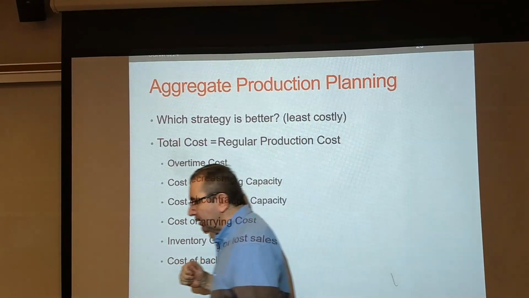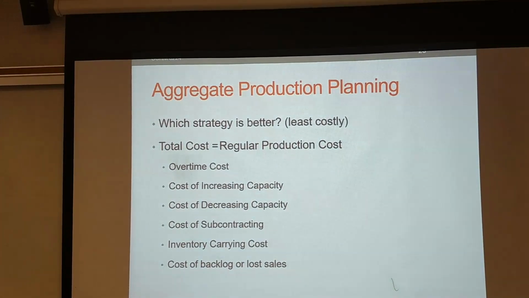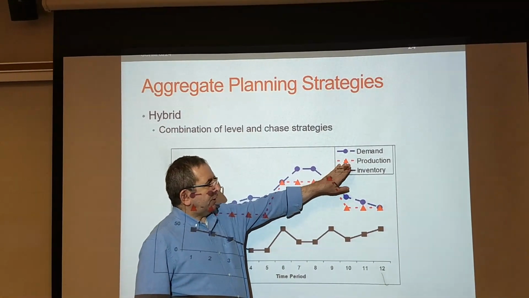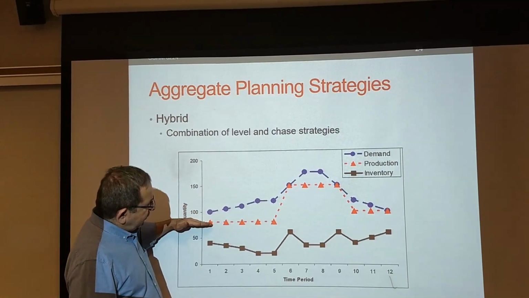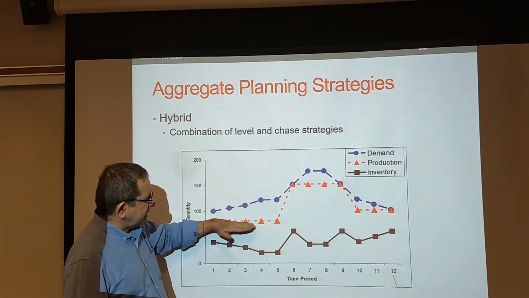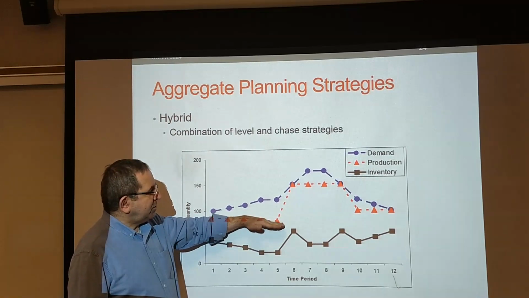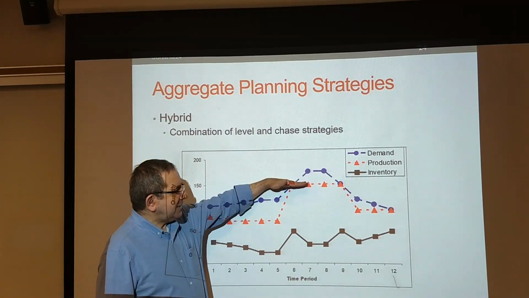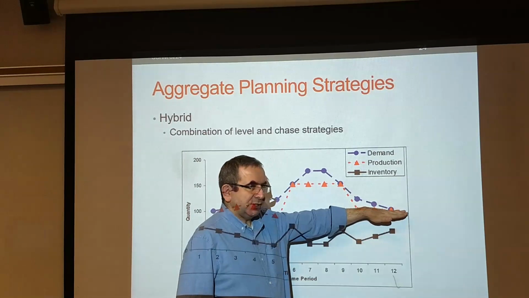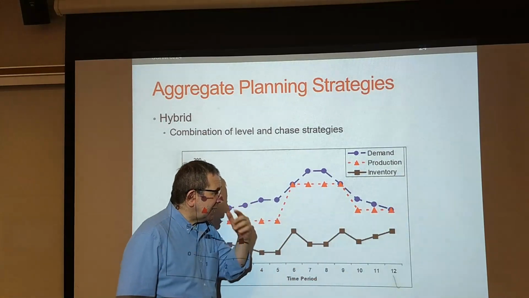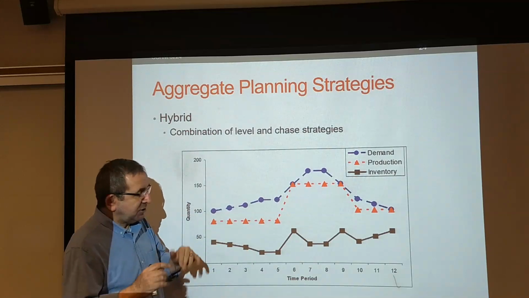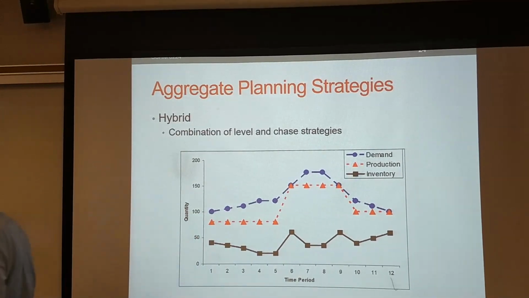Okay, how does this work? A hybrid strategy looks like this, where this red triangle is the production. Some of the time you are using a constant production level. This is level strategy. Then you adjust your production level and maintain the same level for some other time, and then adjust again to a constant level. Sometimes a hybrid strategy is better than a level or a chase strategy, depending on your costs.